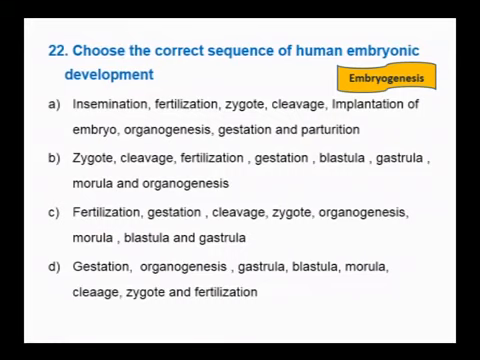Insemination. Insemination is a process of release of sperms into the vagina during sexual intercourse. So that leads to fertilization.